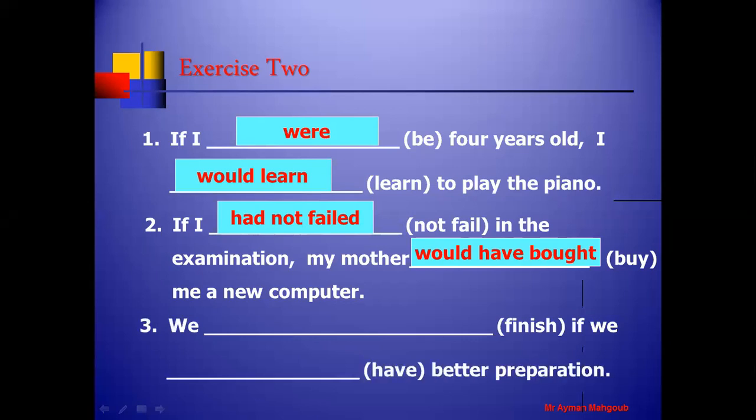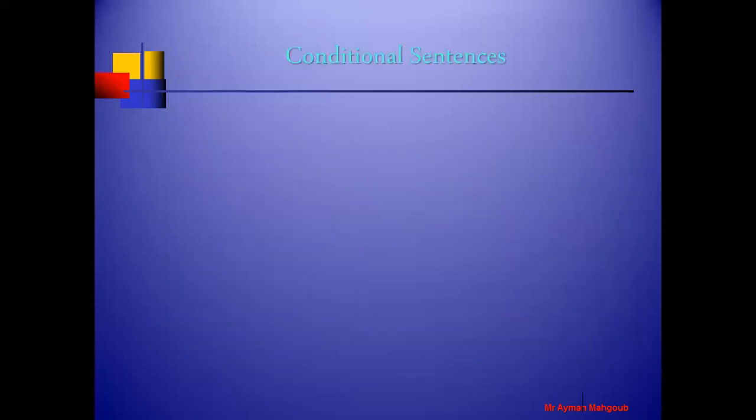طيب. We space finish if we space better preparation. Rawan would finish, we would finish if we had, okay, would finish if we had, or would have finished if we had. We would have finished if we had better examination.